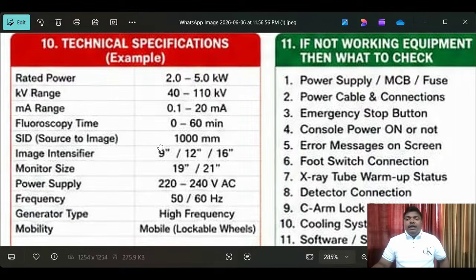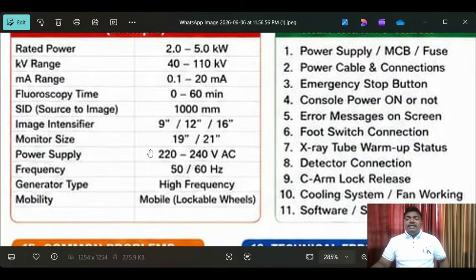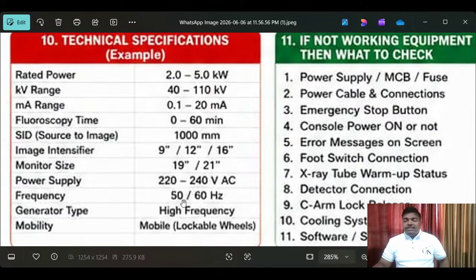Now, technical specifications, these are the basic specifications you have to know. The focus here is mainly the power supply. The power supply should be connected to a UPS, an uninterrupted power supply. It is recommended, even mandatory, because it reduces complaints from electrical fluctuations. I hope you got it.